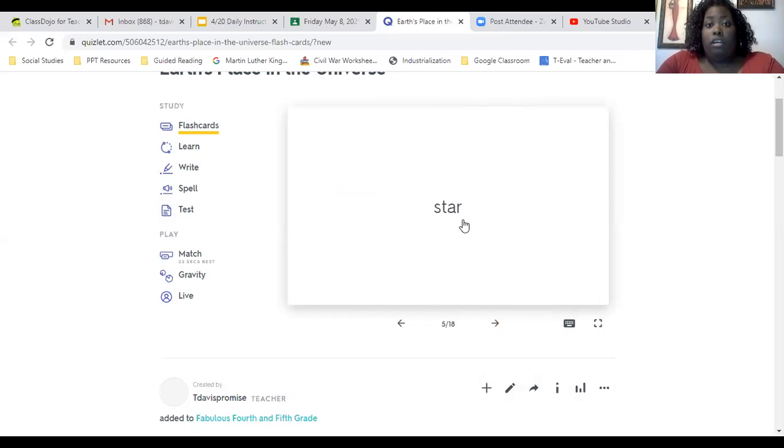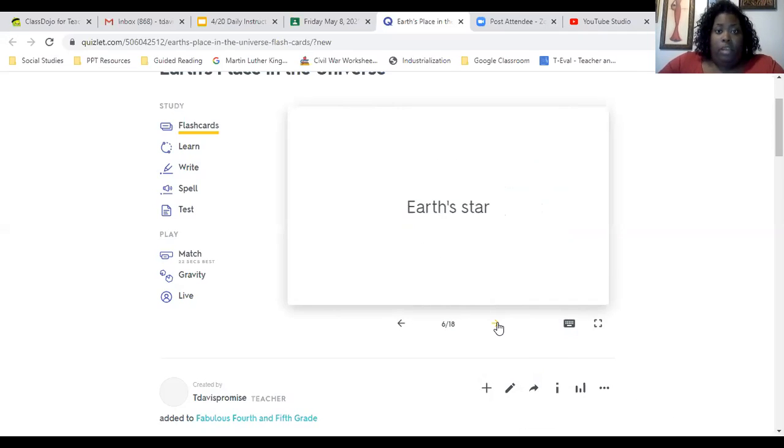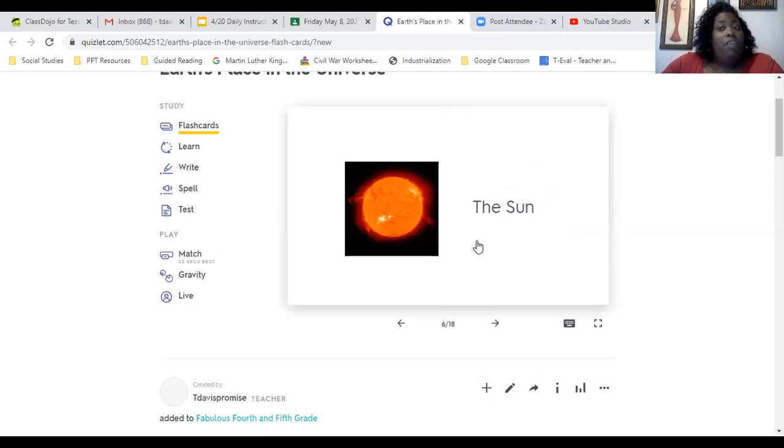A star. A ball of hot gas, primarily hydrogen and helium, that undergoes nuclear fusion. Stars have different ages. Our star is a teenager right now in star years. It'd be all rebellious, sometimes giving us a little too much heat, sometimes not enough. Our star is the sun.